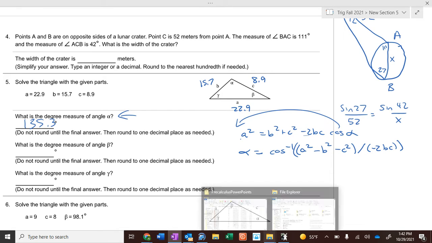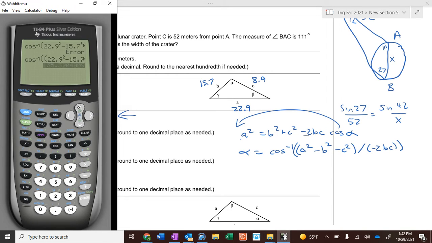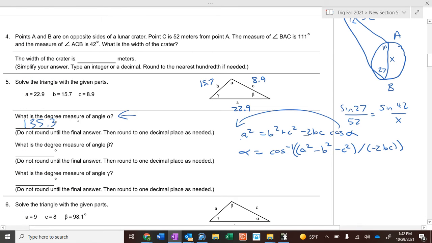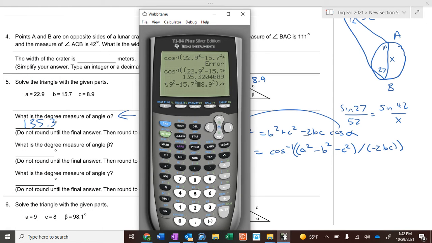you can just move the numbers around. So instead of going 22.9, if I press Shift Enter, I'm going to find B now. So then wherever there's a 15.7, I'll go 22.9. And wherever there's a 22.9, I'll go with 15.7.